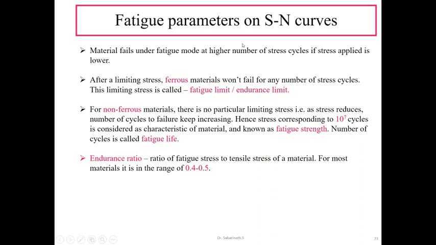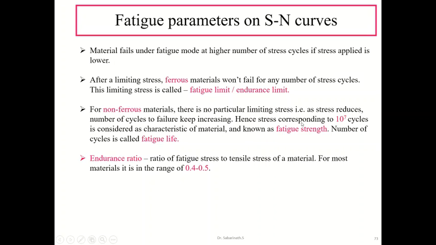The fatigue parameters on S-N curves: the material fails under fatigue mode at a higher number of stress cycles if the stress applied is lower. After the limiting stress, the ferrous material won't fail for any number of cycles. This limiting stress is called the fatigue limit or endurance limit. For non-ferrous materials, there is no particular limiting stress. That is, as the stress reduces, the number of cycles to failure keeps on increasing.